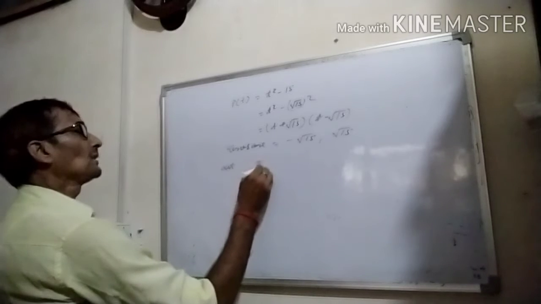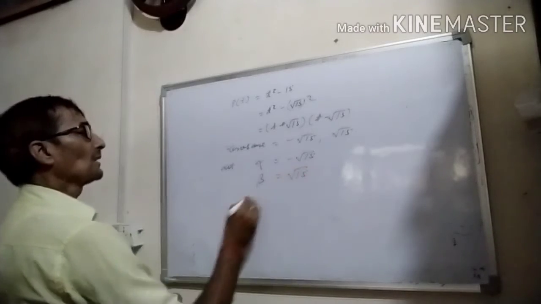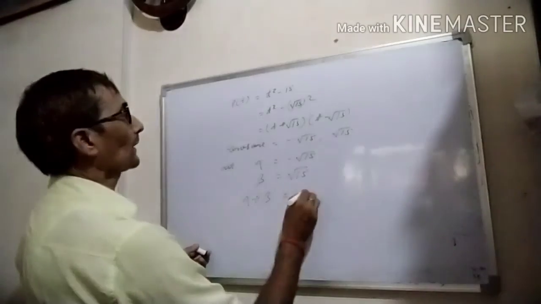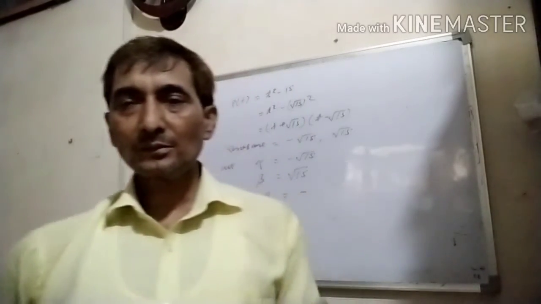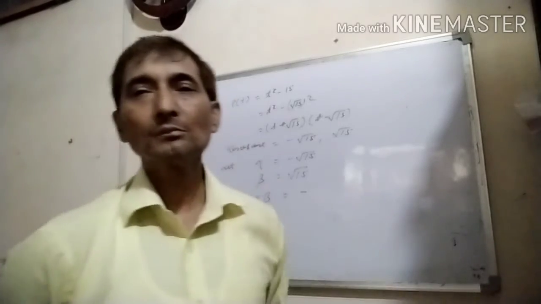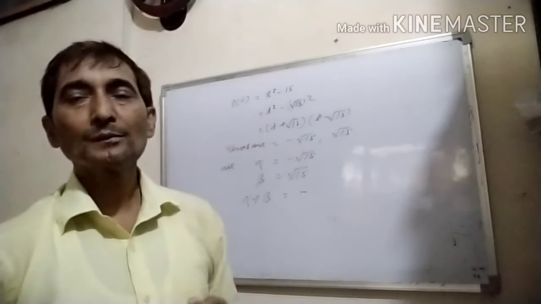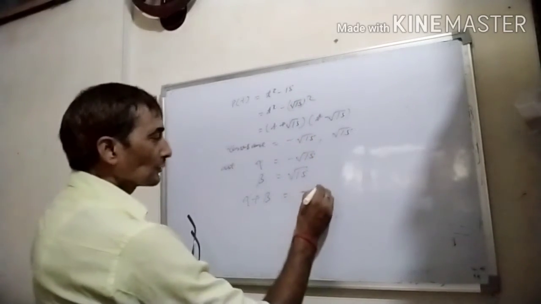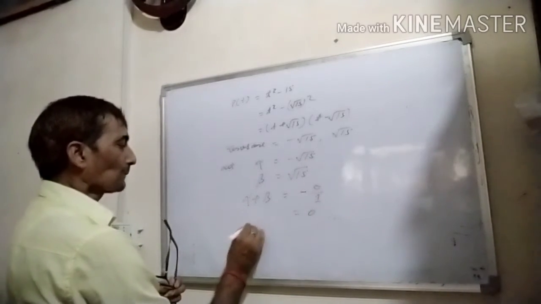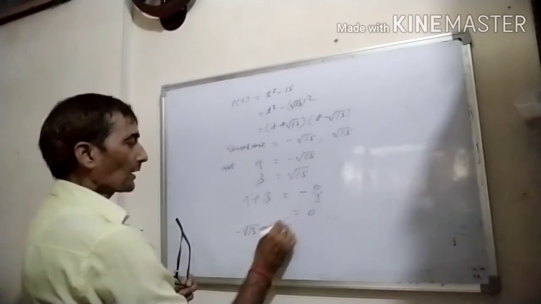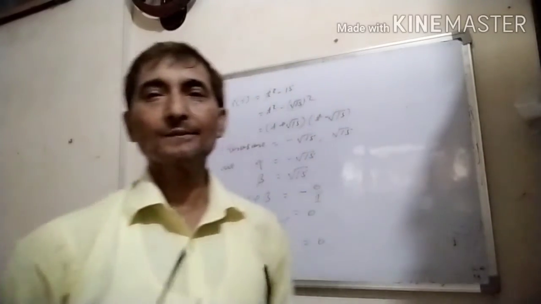Let alpha = −√15 and beta = +√15. Now alpha + beta = −(coefficient of t) / coefficient of t². In this polynomial the coefficient of t is 0, because there is no t term. Therefore 0/1 is 0, and here −√15 + √15, after cancellation, gives 0 = 0. So your first relation is verified.